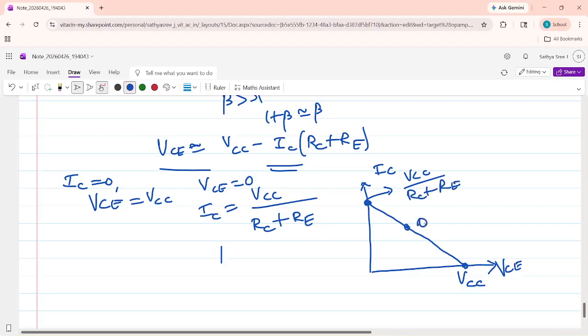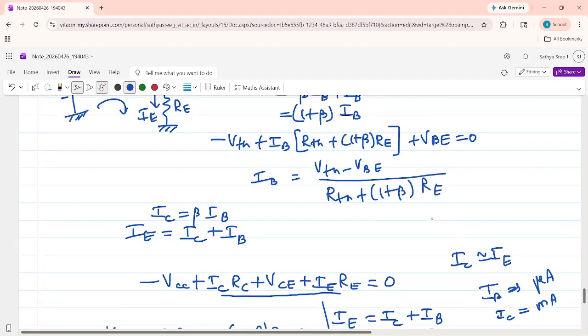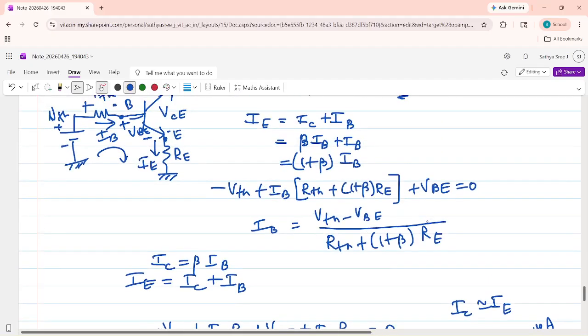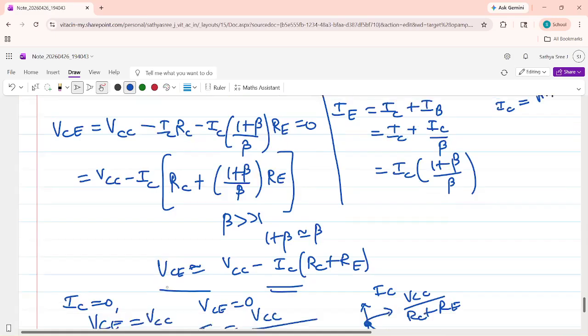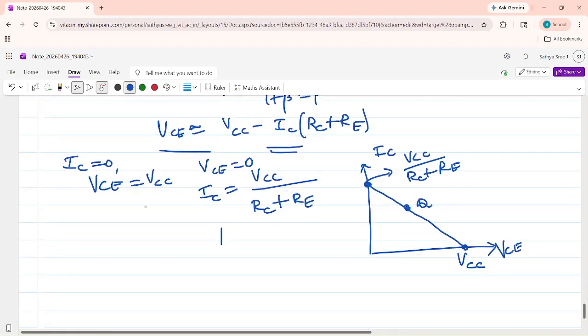And how do we calculate the Q point? We have calculated it. This is IBQ. This Q represents the Q point. This is IBQ, ICQ and IEQ, and this is VCEQ. Okay, in the next video we will discuss the small signal analysis for the voltage divider bias.